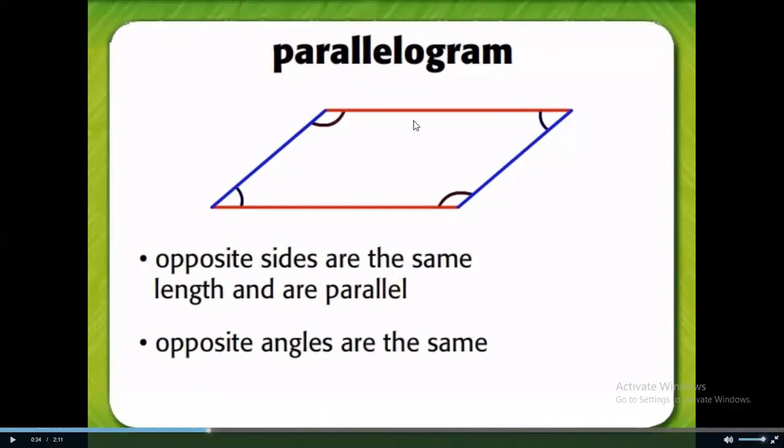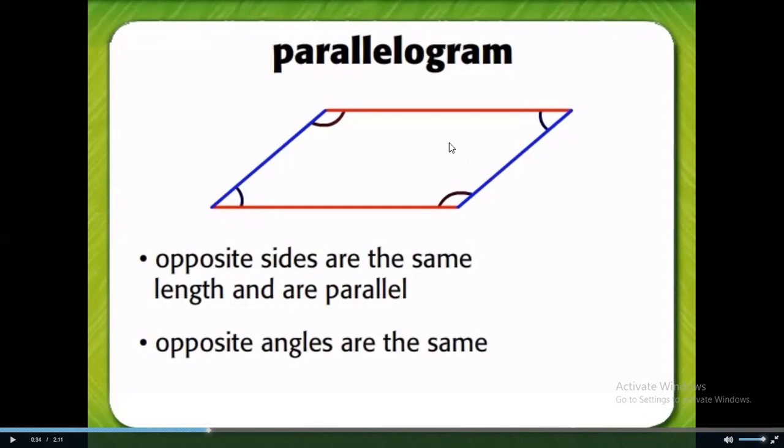As you see here, the first kind of quadrilateral is a parallelogram. A parallelogram has 4 sides and 4 angles. Each pair of opposite sides, as you see the red one with the red one, are parallel and the same length. This side is equal to this side and parallel to this side. Also, the other 2 opposite sides, the blue ones, are parallel and congruent, meaning the same length.